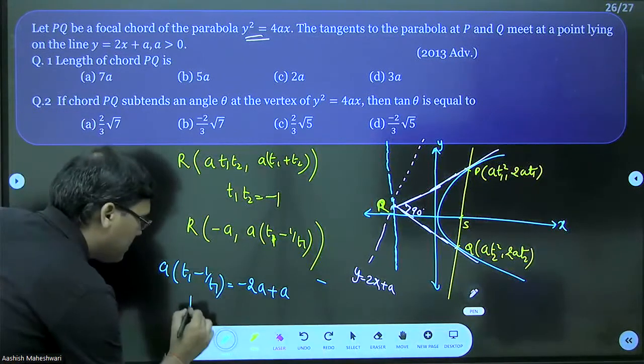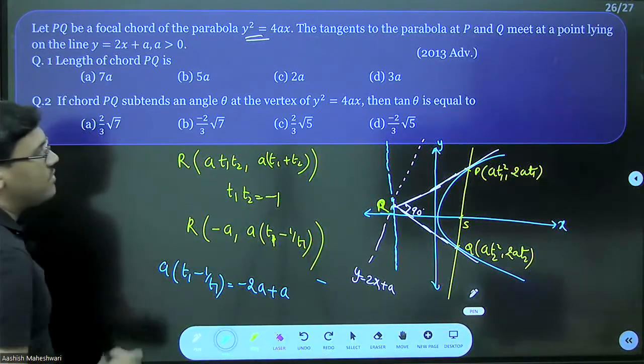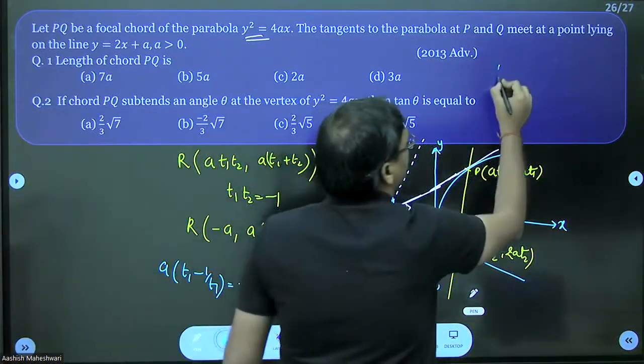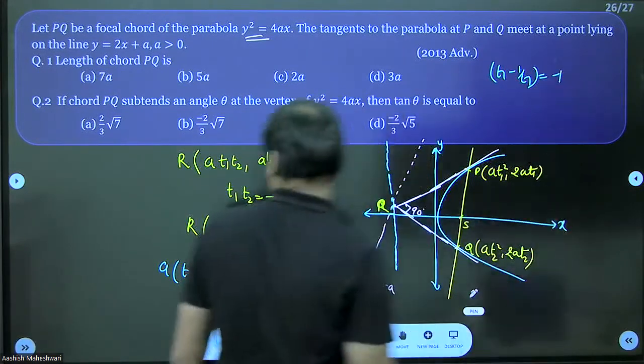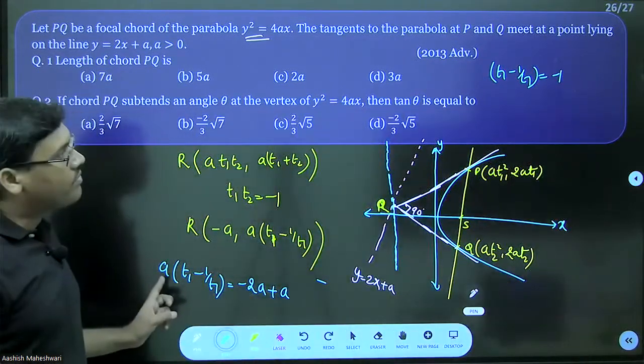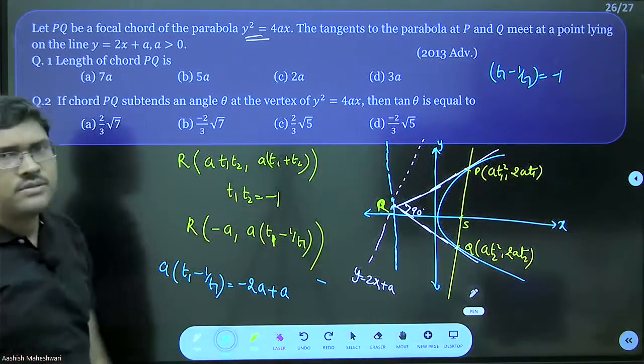So this is, you can see, T1 minus 1 by T1. Let me write it here. This is T1 minus 1 by T1 is equal to minus 1. Correct? T1 minus 1 by T1 is equal to minus 1. Okay? So this has come to us.